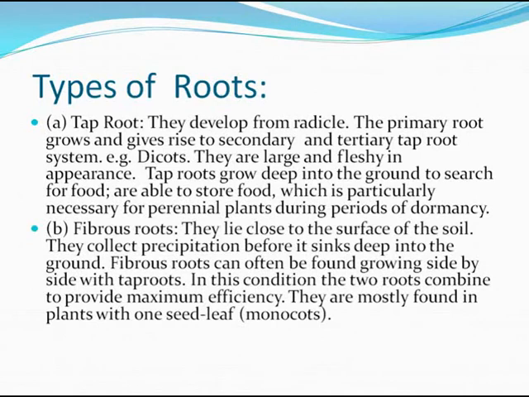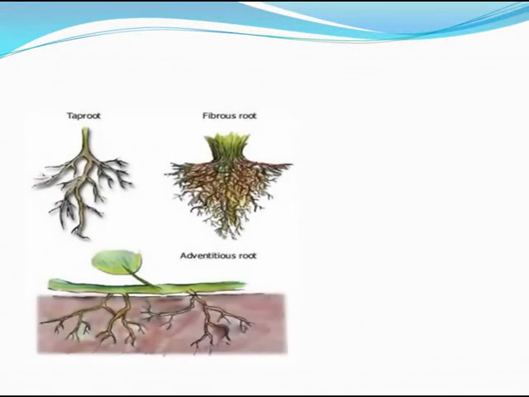Fibrous roots lie close to the surface of the soil. They collect precipitation before it sinks deep into the ground. The fibrous roots can often be found growing side by side with taproots. In this condition, the two roots combine to provide maximum efficiency. They are mostly found in the plants with one seed leaf, that is the monocots. Here we can see the root system: the taproot, the fibrous root and the adventitious root.